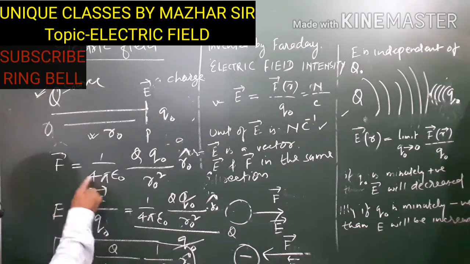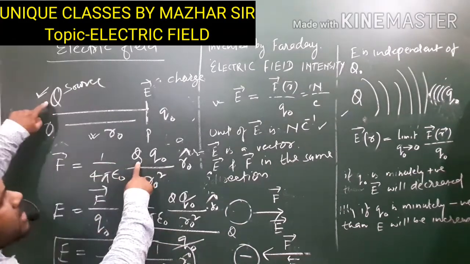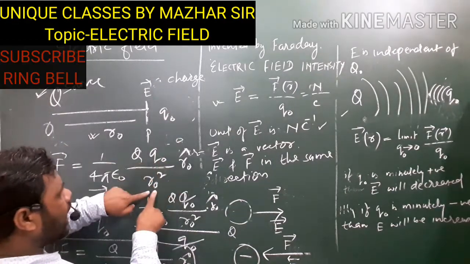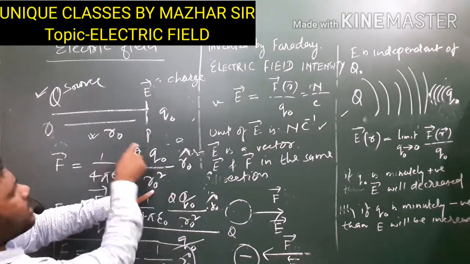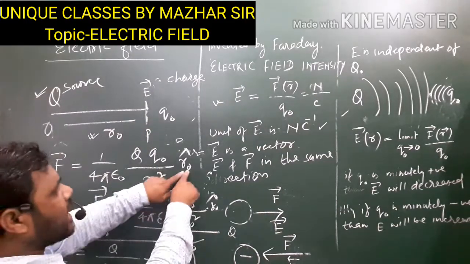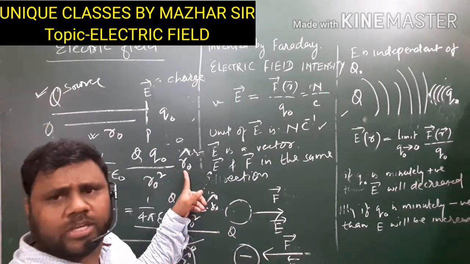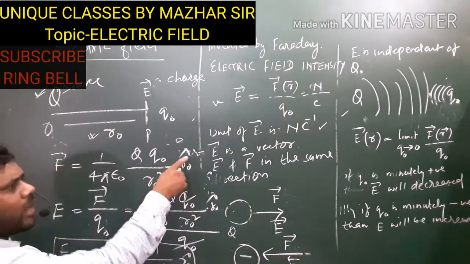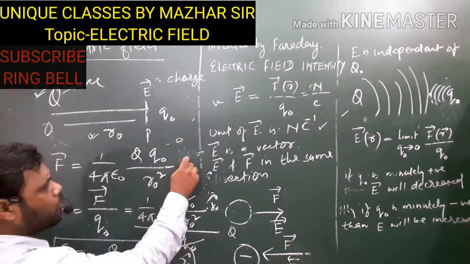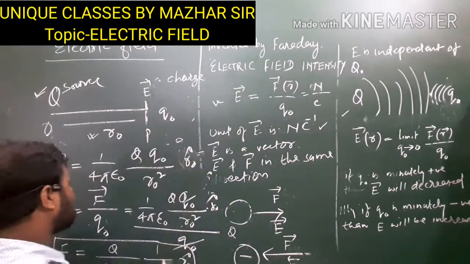So I have written 1 by 4 pi epsilon naught q, where Q is the source charge, q naught is the test charge, upon r naught square. What is r? It is the distance between these two charges. And what about the r naught caret? R naught caret is the vector notation. If you write in the vector form, you have to put here r naught caret. Otherwise, there isn't any problem.